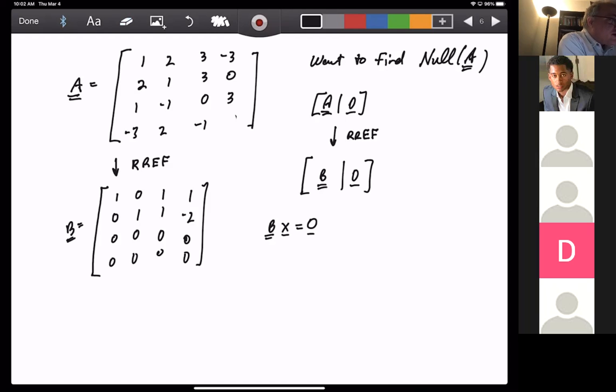And what we're going to get for our equations, first, the top row is going to give us x1 plus x3 plus x4 is equal to 0. The second row is going to give us x2 plus x3 minus 2x4 is equal to 0. And then we've got 2 rows of only 0. So these are the only non-trivial equations. Notice that x4 and x3 should be free variables, right? We have pivots for x1 and x2, not for x3 and x4.